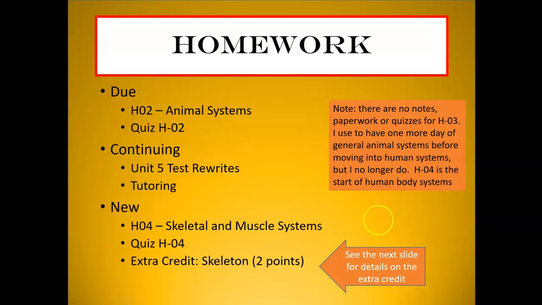Homework. So for the homework, things that you've got to turn in: the HO2 animal system worksheet, and then the quiz. There is no paperwork for HO3. You can see that over here. So we're going to jump straight into HO4, which is the skeletal system and muscle system. So we're moving directly into human body systems at this point, and we'll see what we can get. So moving on from here.